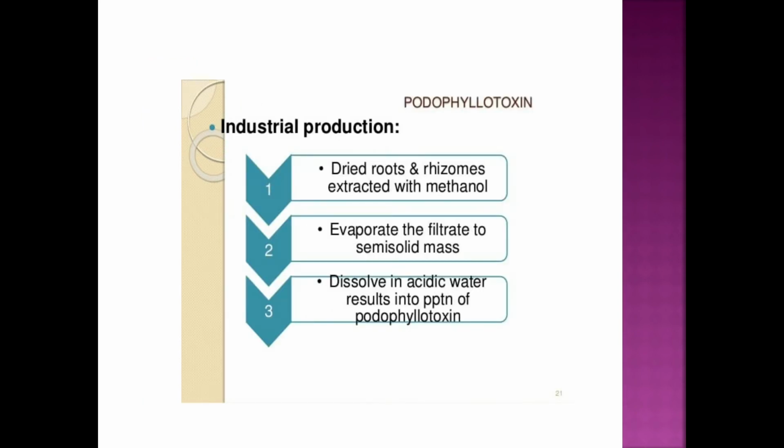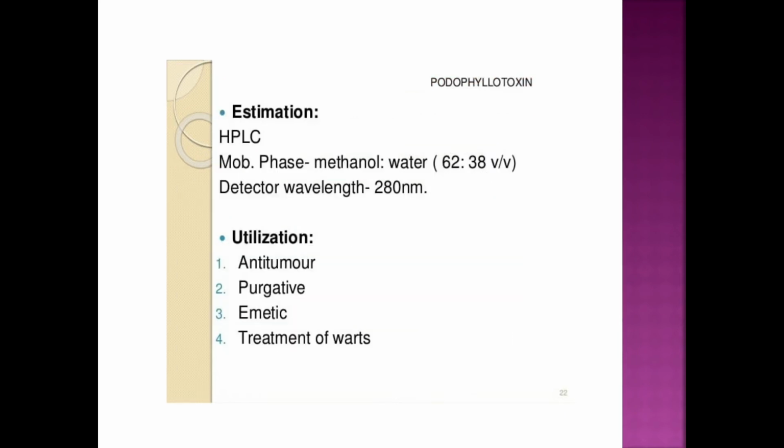For industrial production, we take the dried root or rhizome of podophyllum, which is extracted with methanol, then the filtrate is evaporated to a semi-solid mass. In the next step we dissolve it in acidic water, which results in the precipitation of podophyllotoxin.